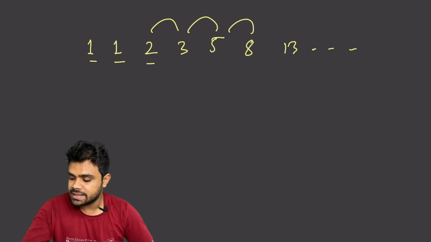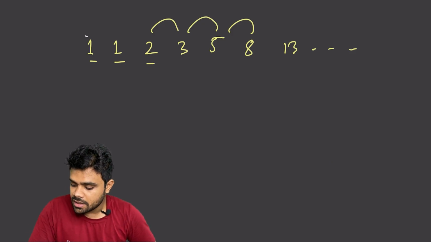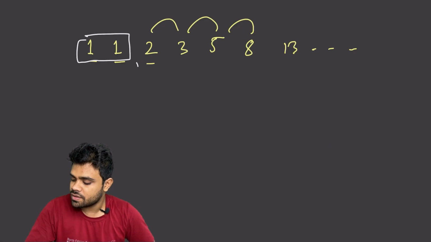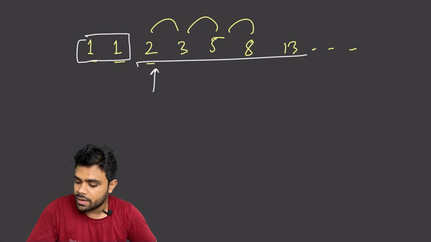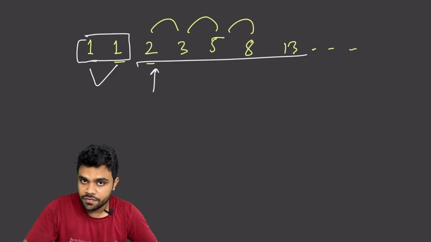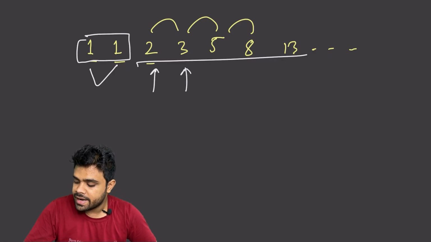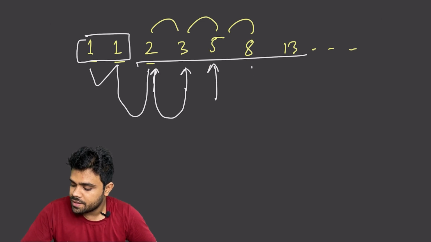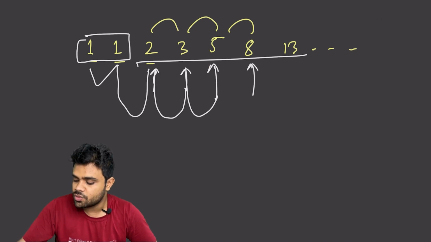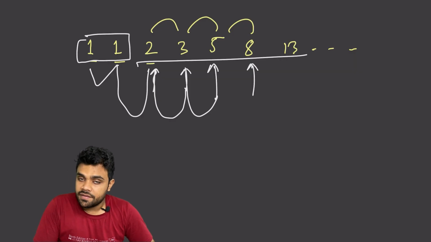If you do not know, the Fibonacci series is simply that the starting 2 terms are given to us, and the rest of the terms can be calculated with the help of the previous 2 terms. So this term is calculated with the summation of these two. This term is calculated with the summation of these two. This term is calculated with the summation of these two. And so on. That's how the Fibonacci series goes.